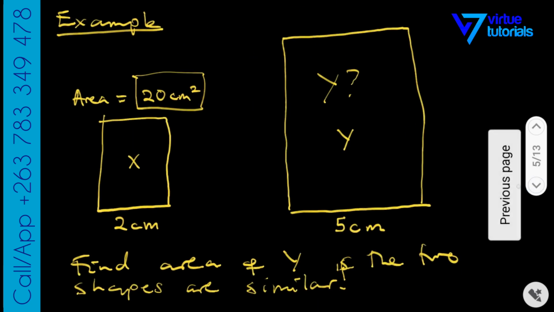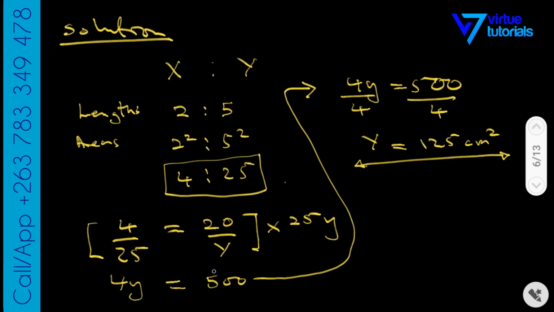So that's what we did. We simply used the ratio of lengths. We squared it to get the ratio of areas. Then we said the ratio between those areas is equal to 20 is to y. We solved that, and then we were able to find the area of the bigger shape.